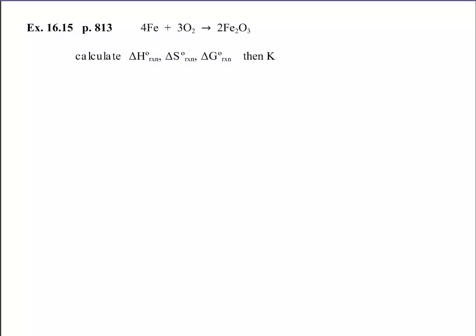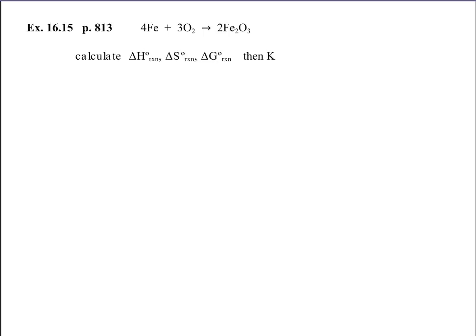So let's take a look at another example. Okay, here we have the reaction of iron corroding or rusting. So we have iron plus oxygen gives me 2 iron 3 oxides, Fe2O3. And I'm supposed to calculate delta H, delta S, delta G, and then find K. So I'm going to do one step at a time.